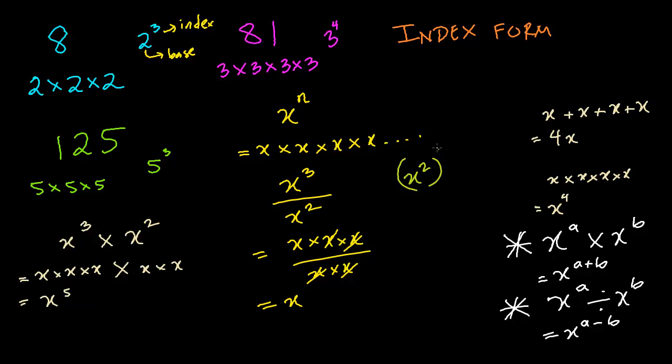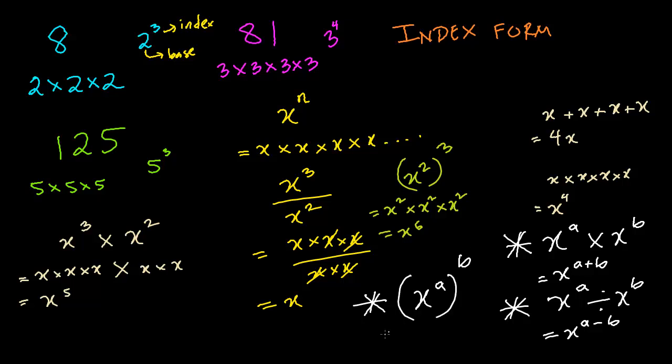Now what about x squared to the power 3? So we have an index above an index. This means there are x squared multiplied 3 times. So x squared multiplied by x squared multiplied by x squared. That's what it means. So by the rule of multiplication, all we have to do is add up the exponents. So 2 plus 2 plus 2 is 6, which is the same as the exponents being multiplied. So we can write x to the power a to the power b is equal to x to the power a multiplied by b.